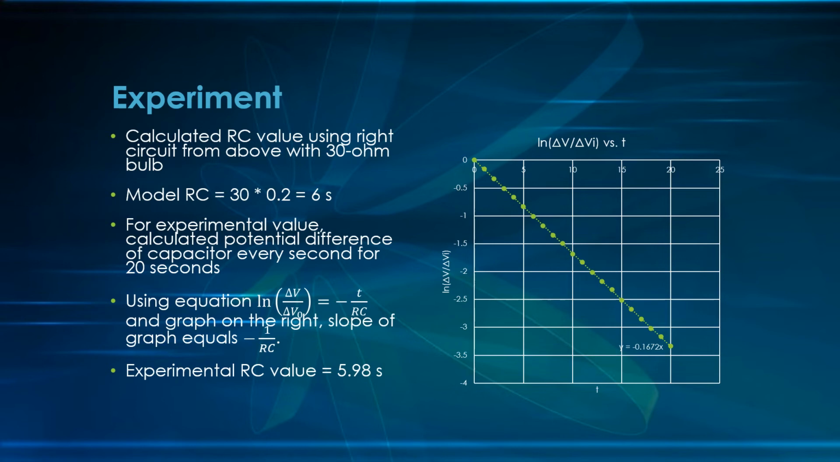I calculated the model RC value by multiplying the circuit's resistance by capacitance, and that gave me 6 seconds. And for the experimental value, I calculated the potential difference of the capacitor every second for 20 seconds. Then, using this equation, I was able to graph the data in such a way that the slope of the graph is equal to -1 over the RC value. And this gave me an experimental RC value of 5.98 seconds.